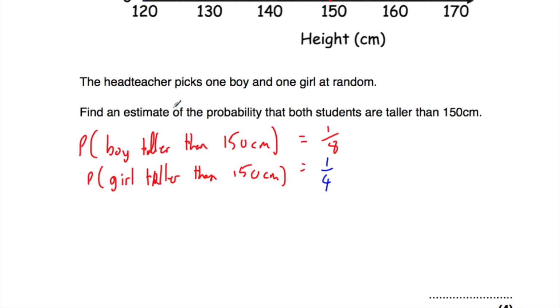Okay, so if we go back to the question, we're told that a head teacher picks one boy and one girl at random, and we've been asked to find the probability that both of the students are taller than 150 centimeters.